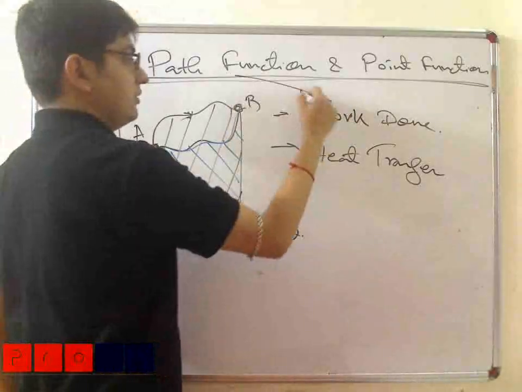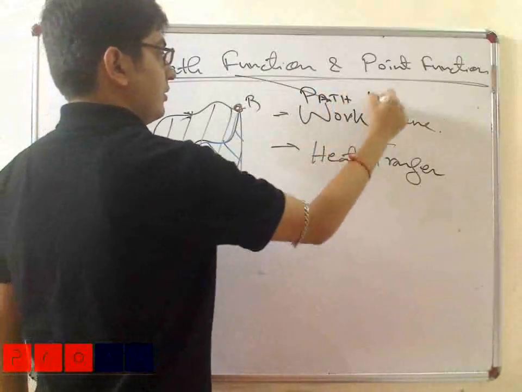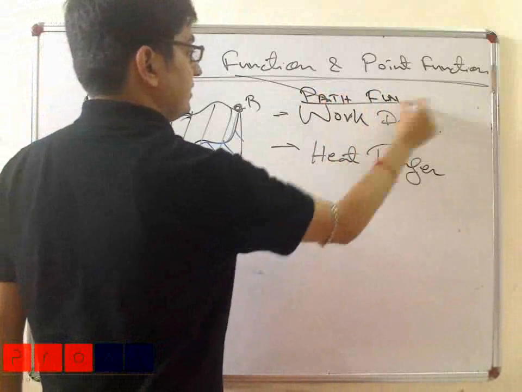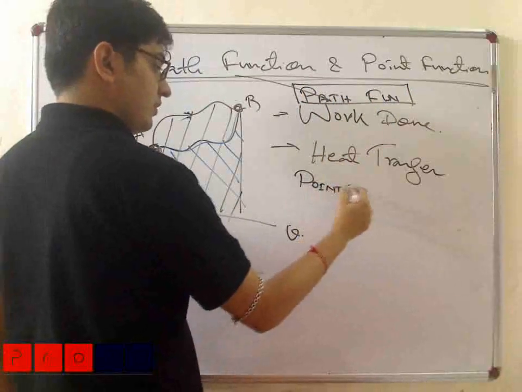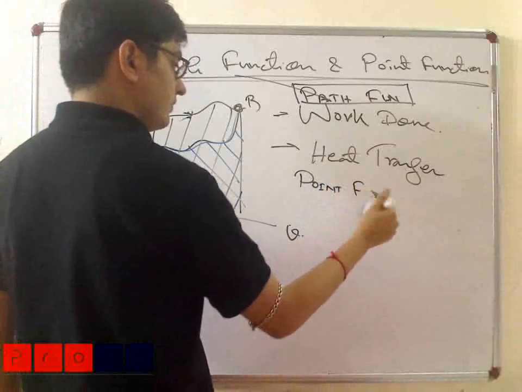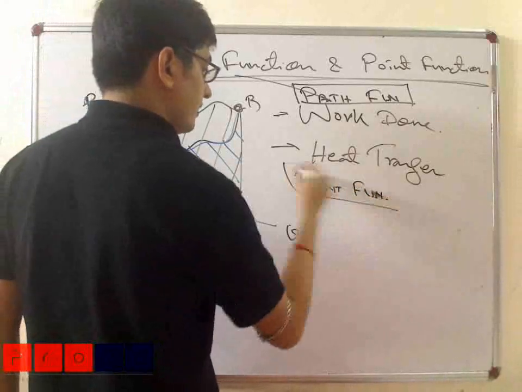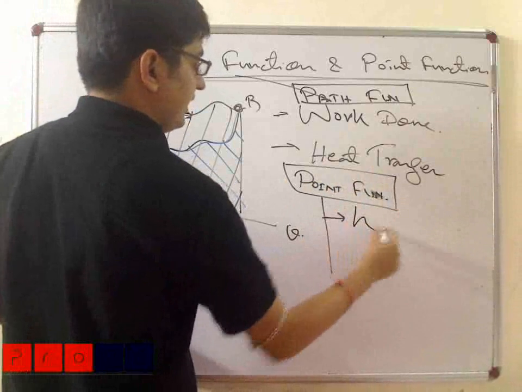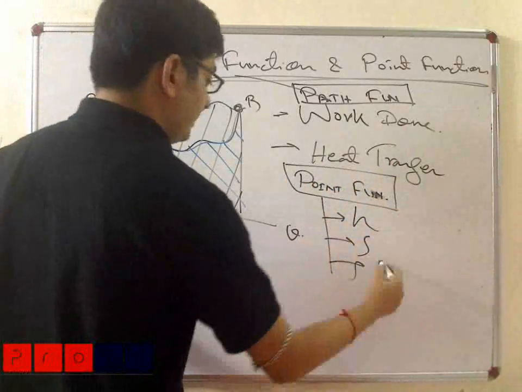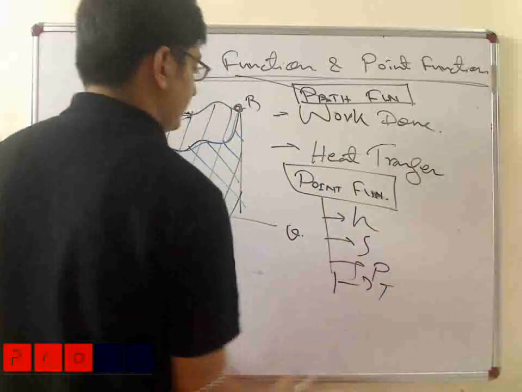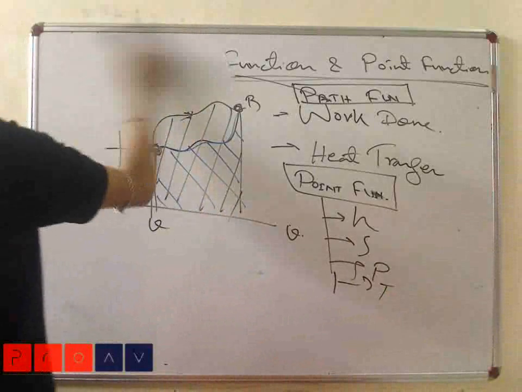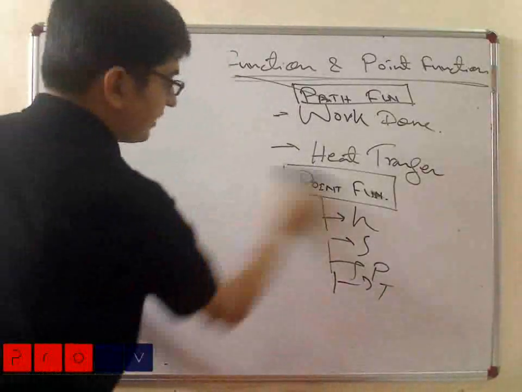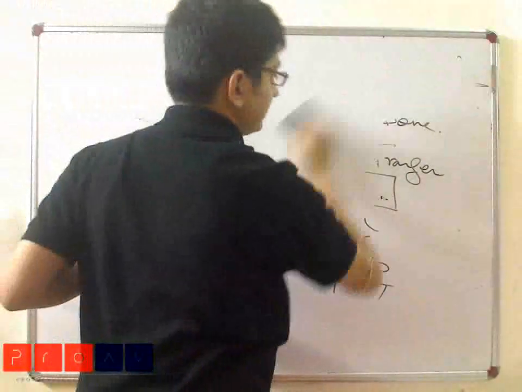So this is path function, and point function is entropy, enthalpy, pressure, temperature, like this. Now we will discuss some of the common processes which are generally encountered in thermodynamic analysis or in any mechanical system.